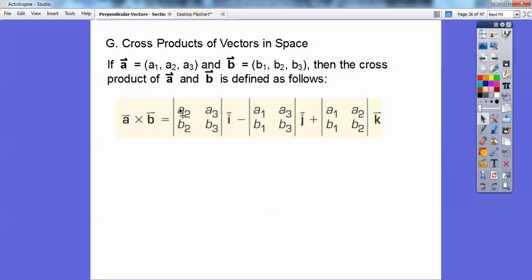Notice the A1 and B1. The first coordinates are missing in the first one. Notice the second coordinates are missing in the second one. It goes from A1 to A3. Notice the third coordinates are missing in the third one. That's how I remember it, you guys.